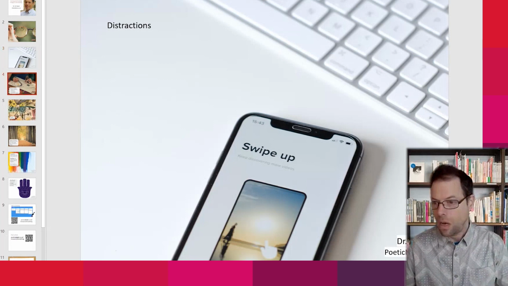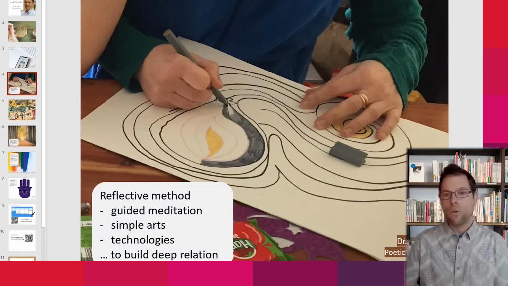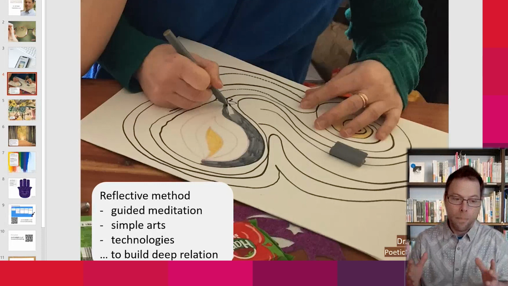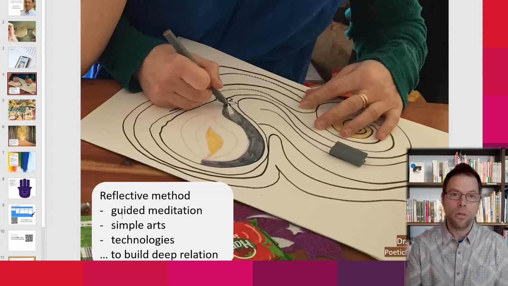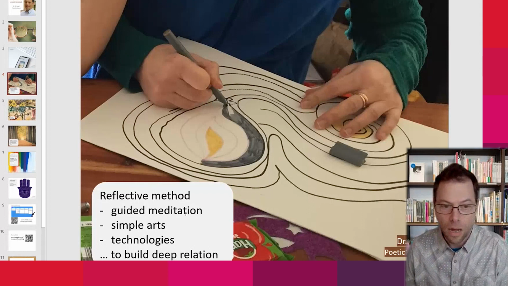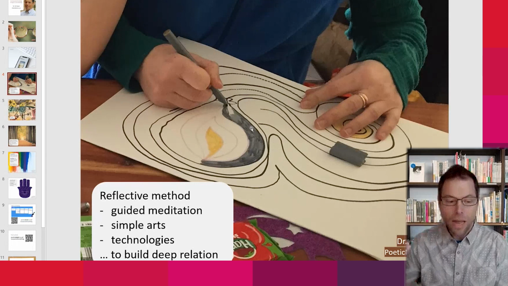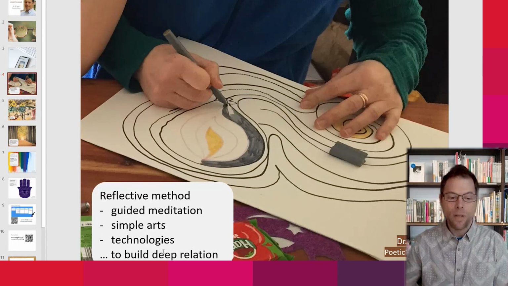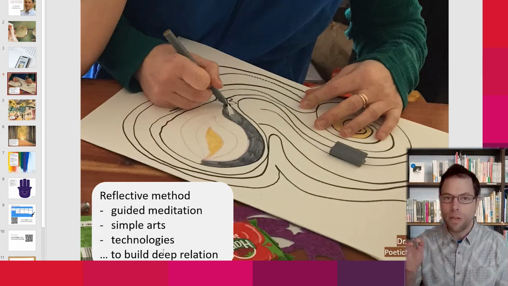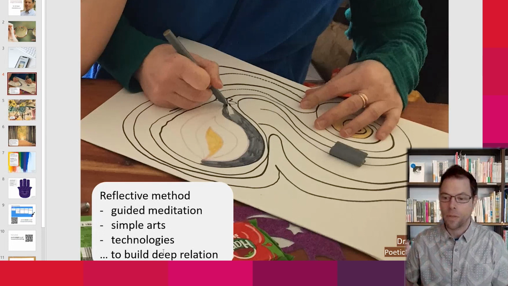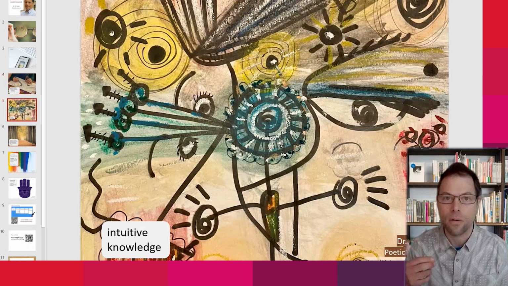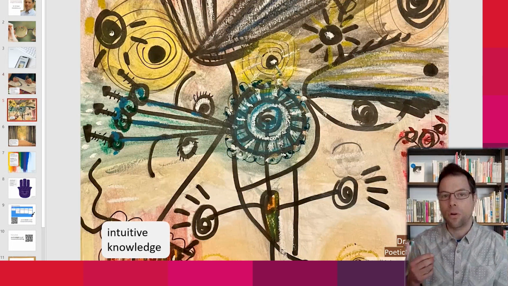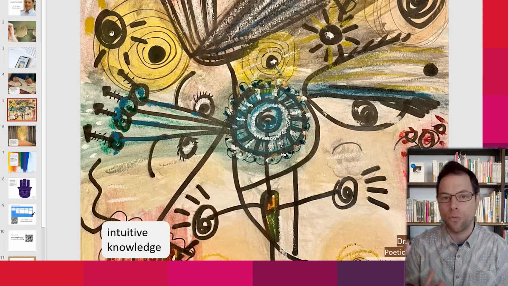So I'm proposing to use the Draw Your Breath method, which is basically a reflective method. The method uses simple guided meditation, which we will do today, very simple arts, and technologies to build deep relations with yourself and also with other people. What happens when you build those deep relations with yourself? Intuitive knowledge rises up. Intuitive a priori knowledge simply comes up and you're able to observe it.